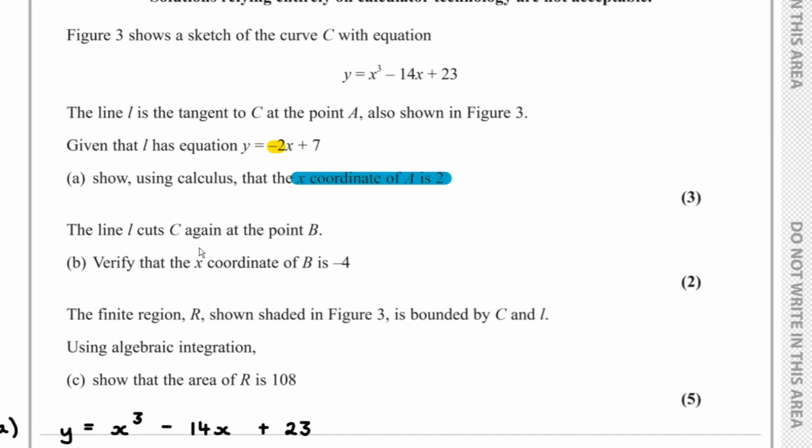The line L cuts C again at the point B. Part B, verify that the x-coordinate of B is negative 4. We have the curve C and we have the line L. To verify that the x-coordinate of B is negative 4, what we are required to do is substitute in negative 4 into both C and L, and if we get the same y-coordinate, that means that indeed the x-coordinate of B is negative 4.